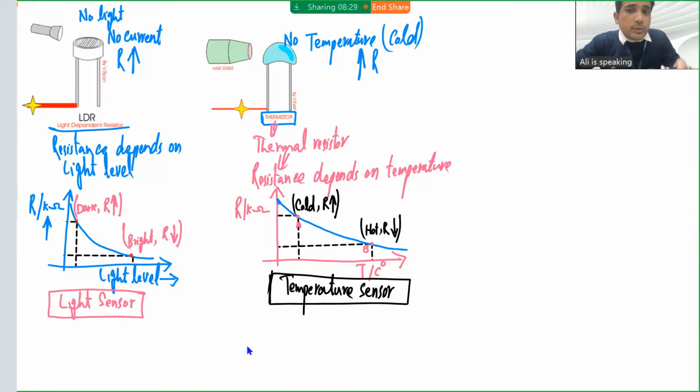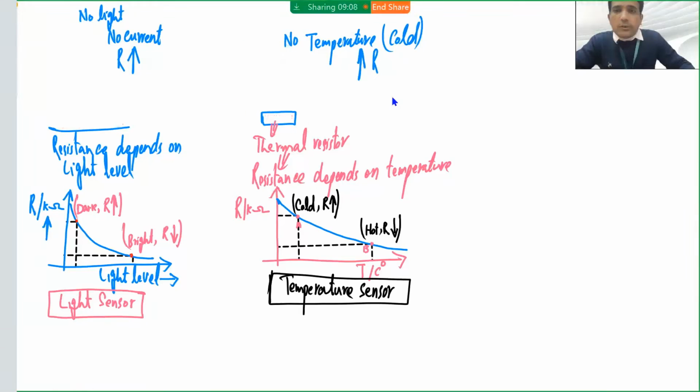I hope you have some better understanding of potential divider and of thermistor and LDR. Let's move on to next one. Now we will use these concepts and we will try to answer some past paper questions. You can also look at this animation one more time. You can see how resistance is changing with temperature and light level. So this will give you some feeling about physics. Okay, I hope this is clear to you. You can take a screenshot of this and we can go to next.